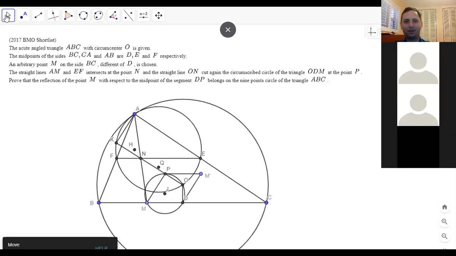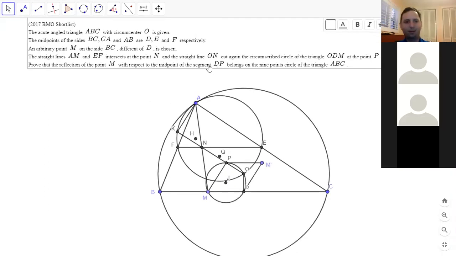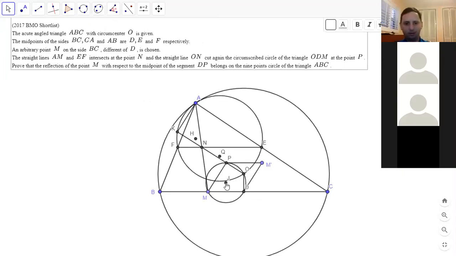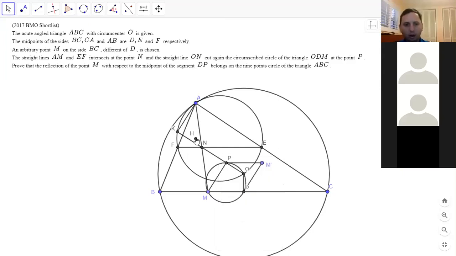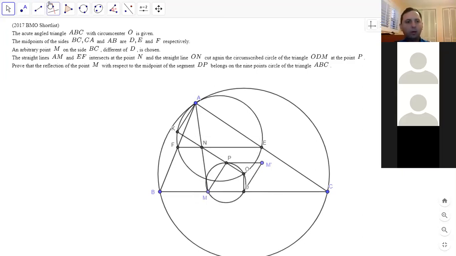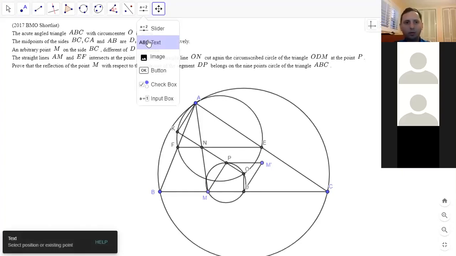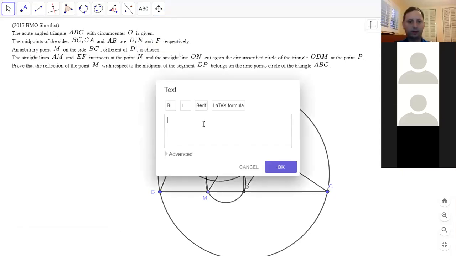That's cool. So I'm going to start typing it up. I'm going to delete a couple of things that I don't need for that. Check the chat. So let OP intersect the circle AEF again at K.